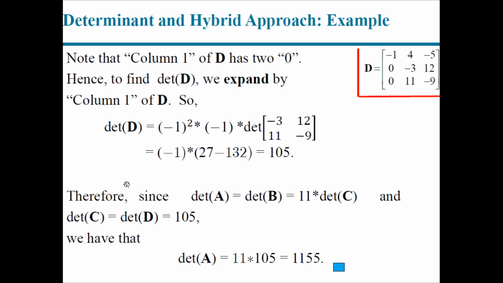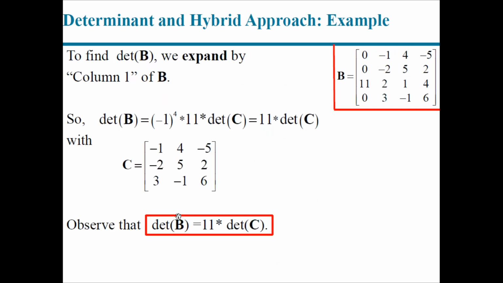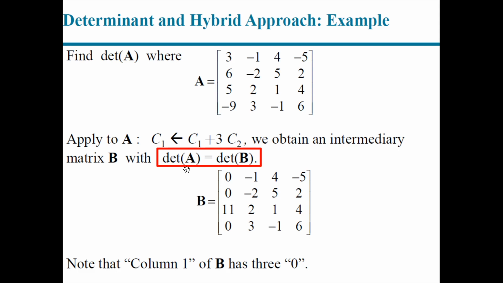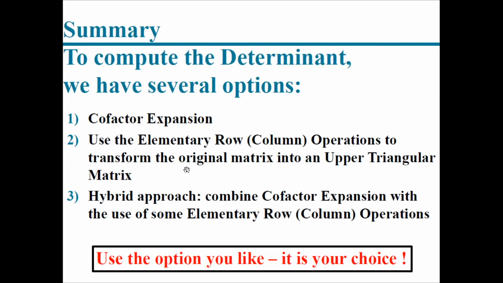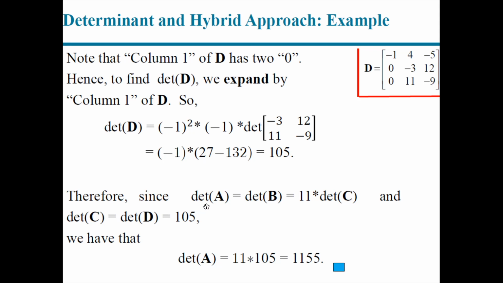So now how does this number relate to the determinant of A? So remember all these red boxes? They are kind of important. So now I come and I say, okay, the determinant of A was equal to the determinant of B. And then the determinant of B was equal to 11 times the determinant of C. But the determinant of C was equal to the determinant of D, and the determinant of D was 105. So putting everything together, the determinant of A is equal to 11 times 105. Compute. Determinant of A is 1155. Finished.